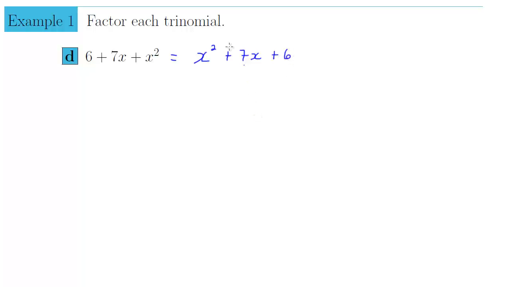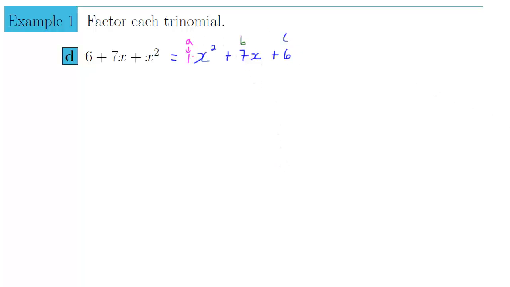Okay. Now label your coefficients. This is kind of tricky because the a coefficient is the number in front of the x squared, the number in front of the squared variable. In this case, because there's no written number in front of the x squared, we know we should think of this as 1x squared. So our a coefficient is 1. The b is 7, and the c is 6.